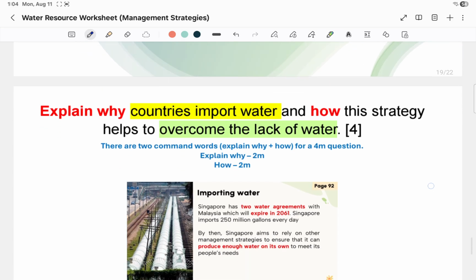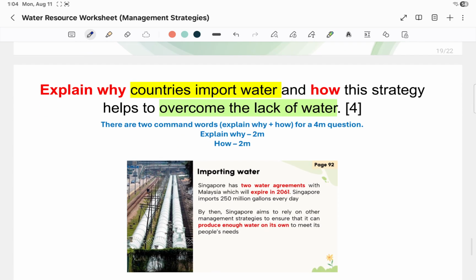Okay, so question 4, coming back to this last question. For this exercise, the last question here has 2 command words. One is to ask you to explain why, and from the strategy that's being used, for example, to import water, how does this help us to overcome the lack of water? So from this, you can see that we know that Singapore imports water from Malaysia, right? But does this require to talk about Malaysia and Singapore?